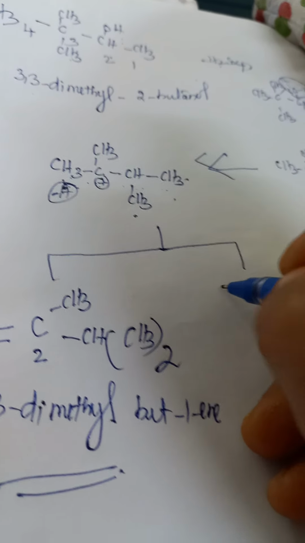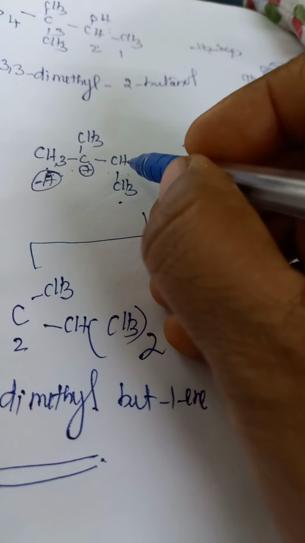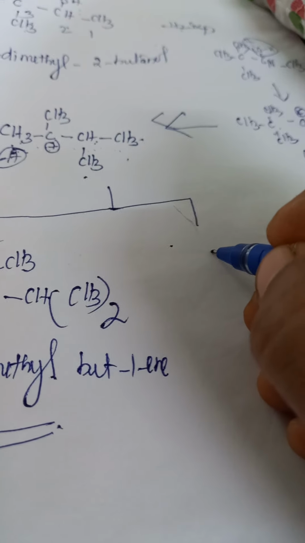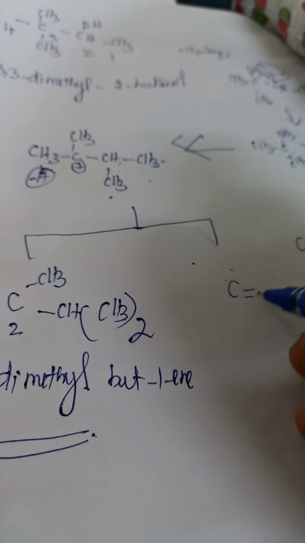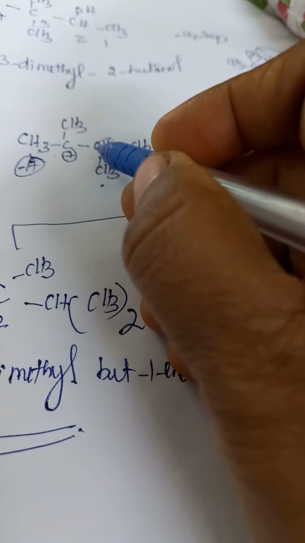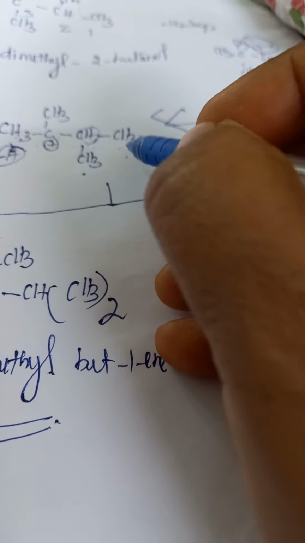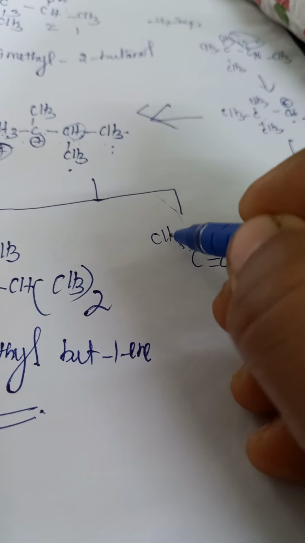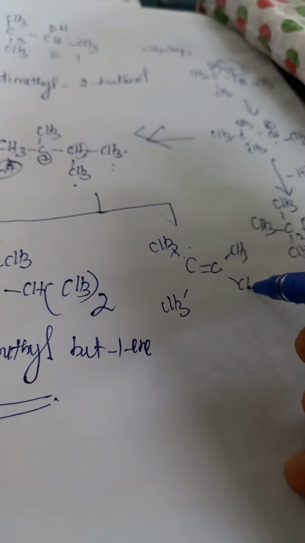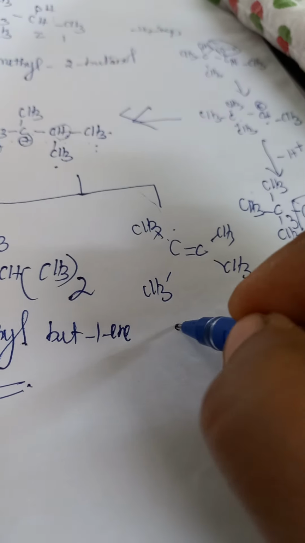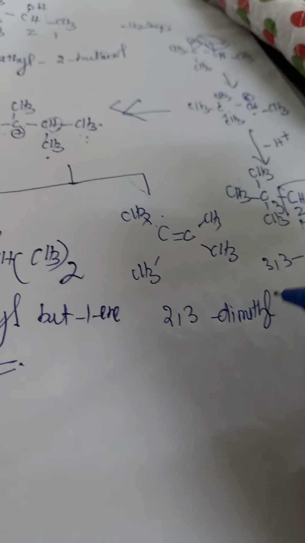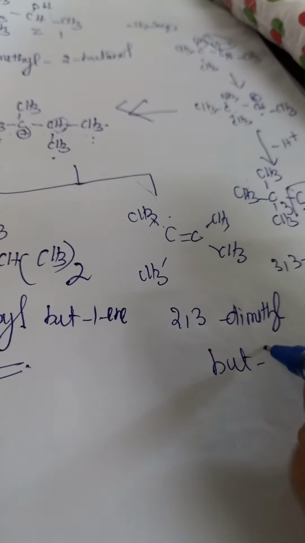Next compound. If hydrogen is removed from here, what is the product we are getting? C=C, one hydrogen removed from here. So C=C, here two methyl groups, here two methyl groups. So methyl, methyl, methyl, methyl. What is the product? 2,3-dimethylbut-2-ene.